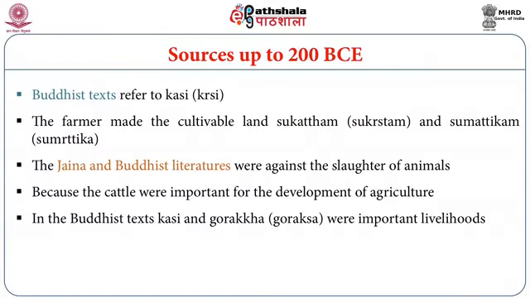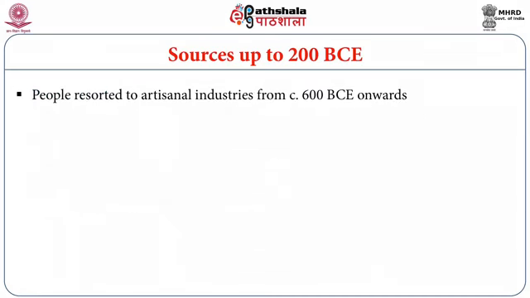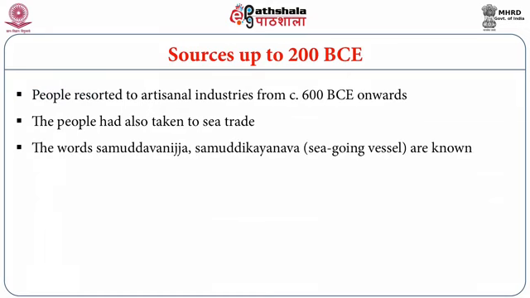In Buddhist texts, Kasi and Gorakkha, that is cattle keeping, were important livelihoods. People resorted to artisanal industries from 600 BCE onwards. The people had also taken to sea trade. The words Samudda Vanijja and Samuddika Nava, seagoing vessel, are known. The people were known to the city.